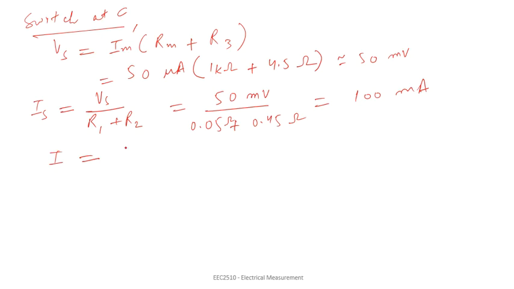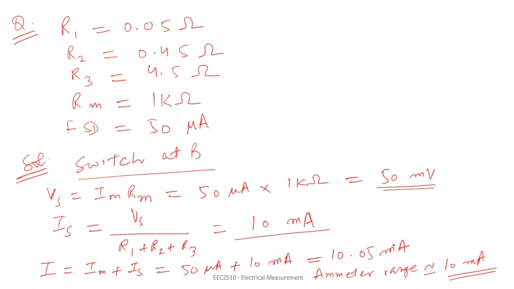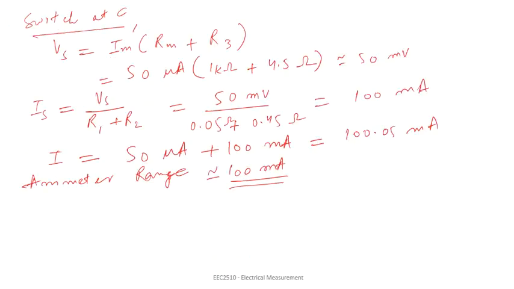So total current will be equal to 50 microampere plus 100 milliampere, that will be 100.05 milliampere. So that means for this second case, when the switch is at position C, the ammeter range will be 100 milliampere. Okay, so in the first case the range was 10 milliampere. In the second case, when the switch is moved to position C, the range is increased to 100 milliampere.